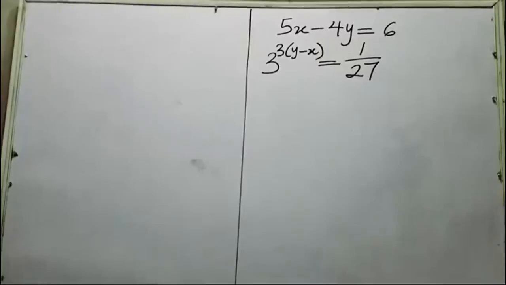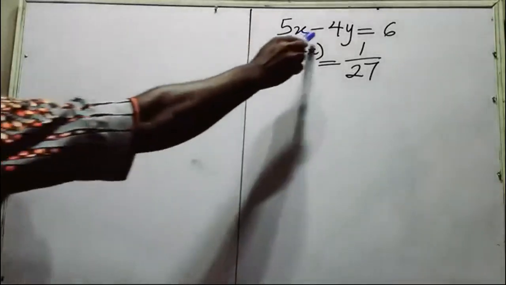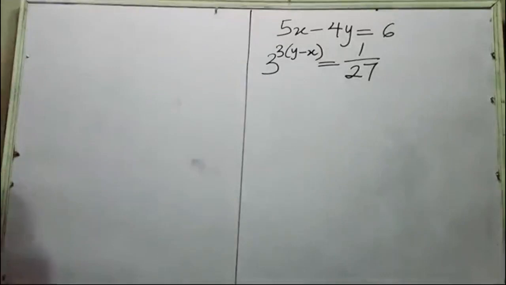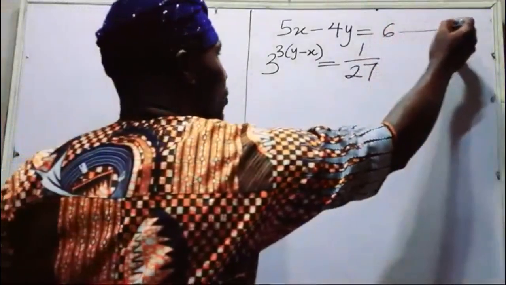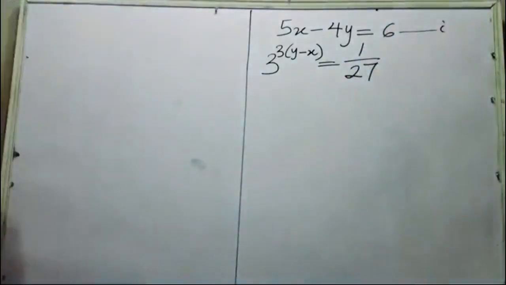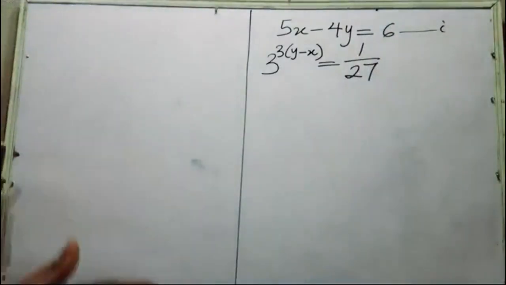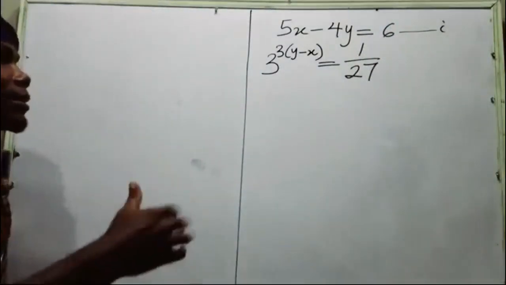In solving simultaneous equations, we have 5x minus 4y is equal to 6, and 3 raised to power 3 bracket y minus x is equal to 1 divided by 27. So in solving this, you firstly simplify the second. Let's represent the first by equation 1. Let's represent the second as equation 2, but before we do, we try to simplify by applying the indices terms to it.